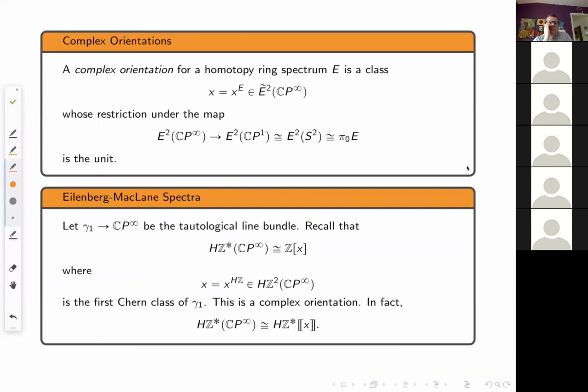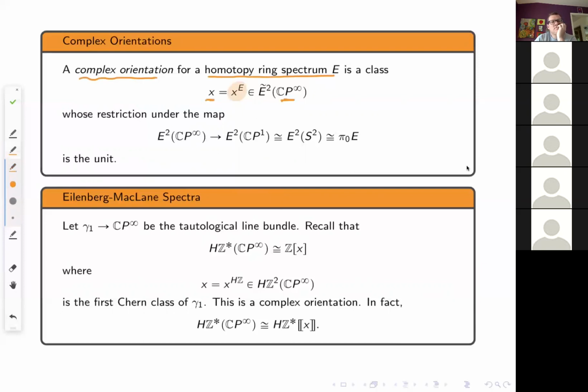All right, so E here is going to be a homotopy ring spectrum. We're going to say that a complex orientation for E is going to be a class. If I need to distinguish E from other things, I'll write X upper E, but for now I'll just write X. This is a class in the second cohomology of CP infinity for E. Okay, and we don't want any class.